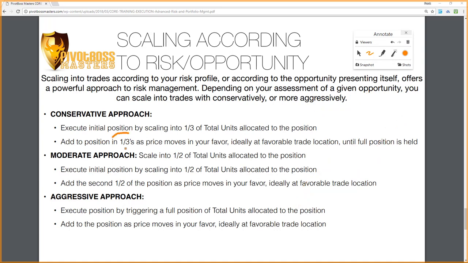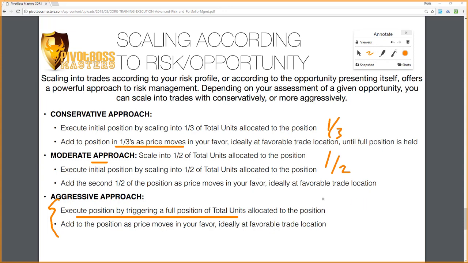And ideally, when I add back another scale, I'm looking to add that scale like I was adding the original entry. So I'm looking for a significantly favorable trade location, but that doesn't have to be the case. But that's how I do it. And so if you're conservative, get into a third first, and then you can add to that position by thirds until you're at a full position. If you're moderate, go in by halves. And then if you're aggressive, you can execute the entire full position.